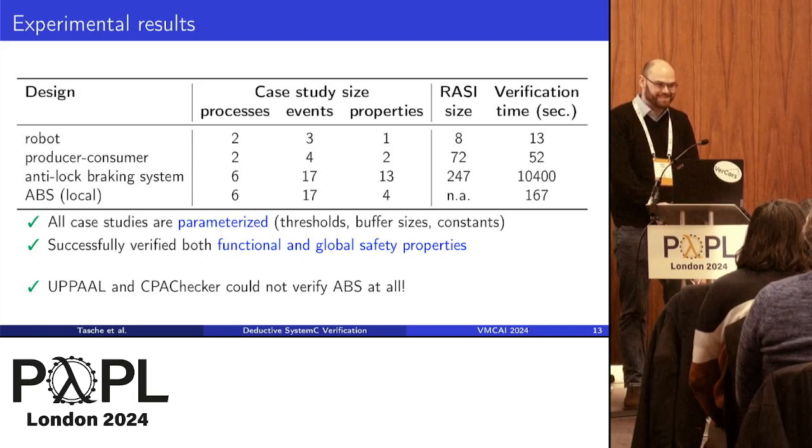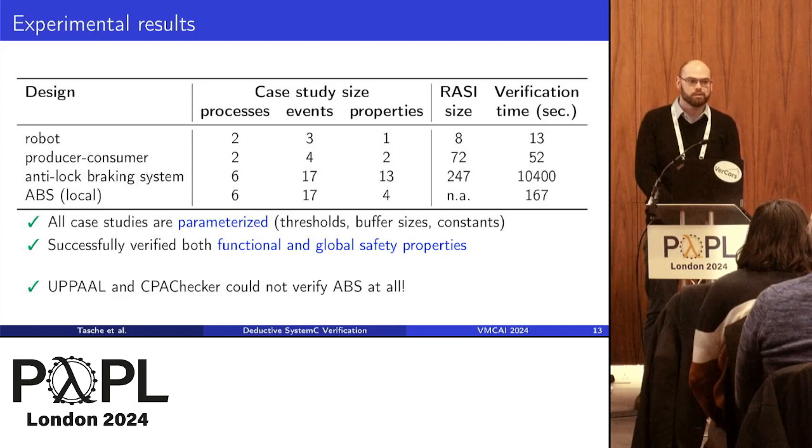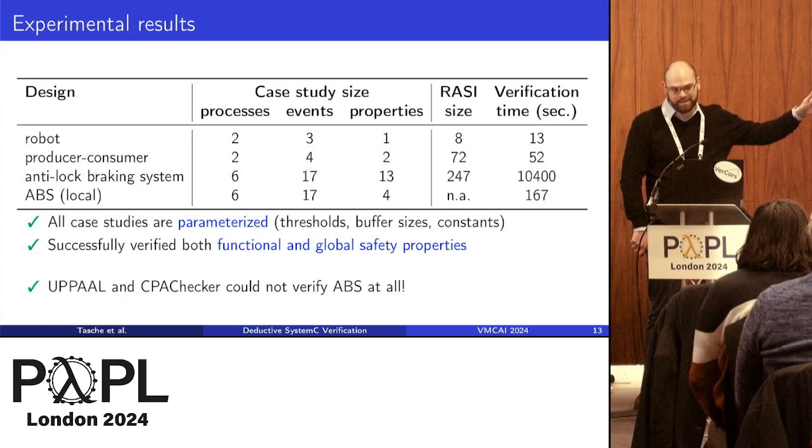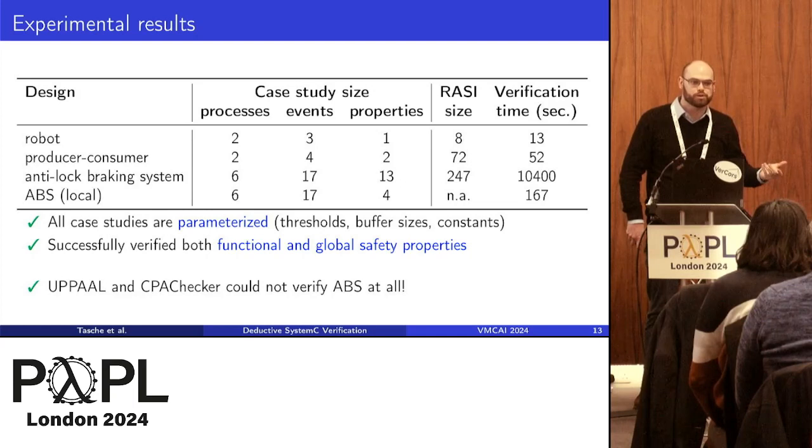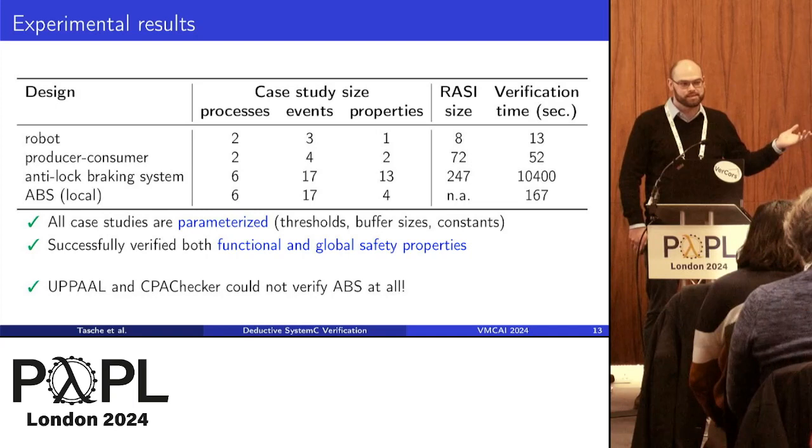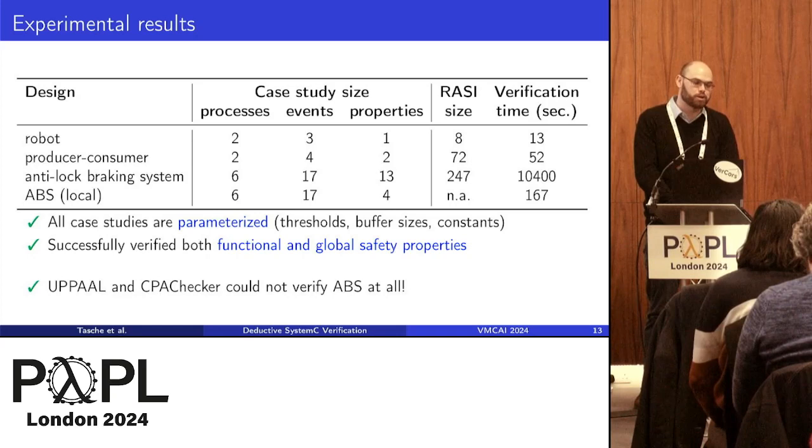So you see the number of states in the RASI there in the table. You also have to consider that it is significantly larger than in the other case studies, of course. But it's also because it has so many more processes and so many more events to include. The number of atomic conditions in the RASI is just off the charts. So that is what is the bottleneck at this moment.